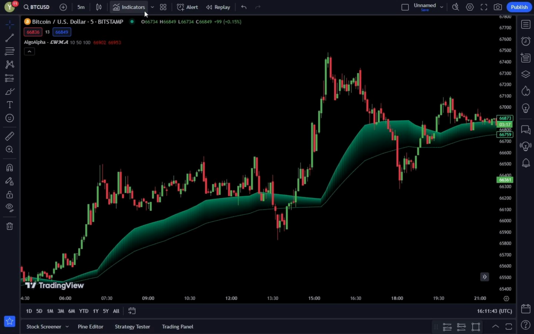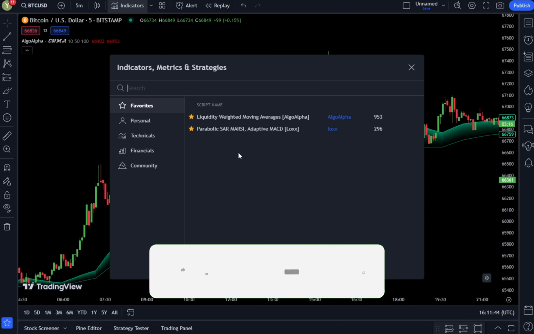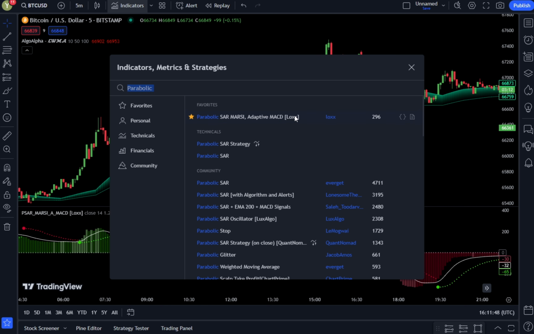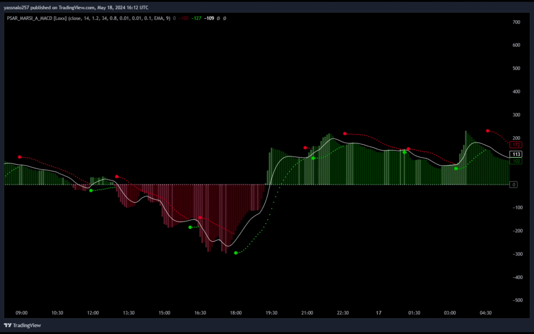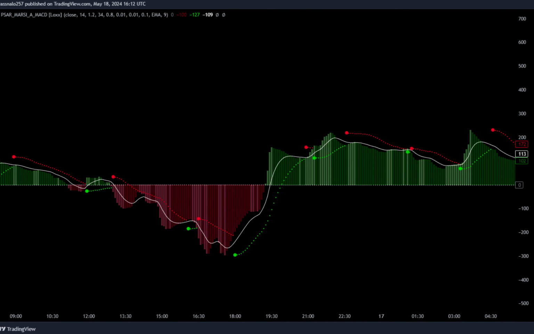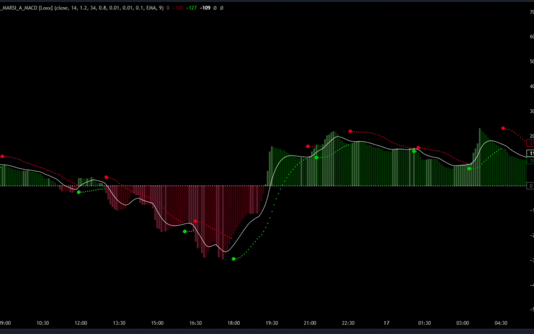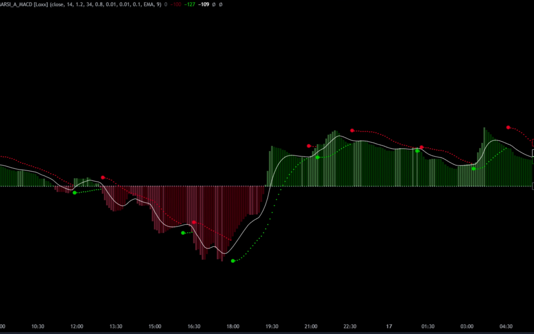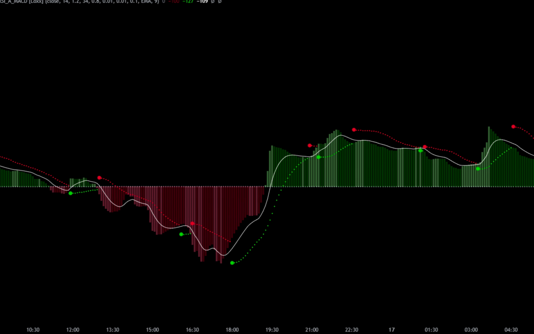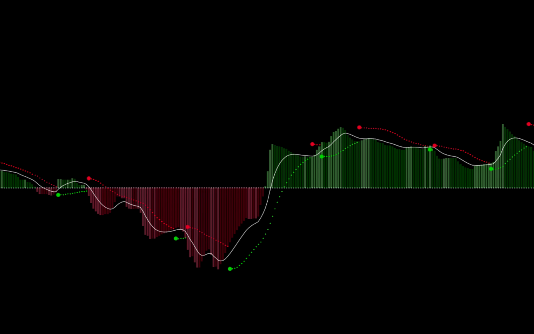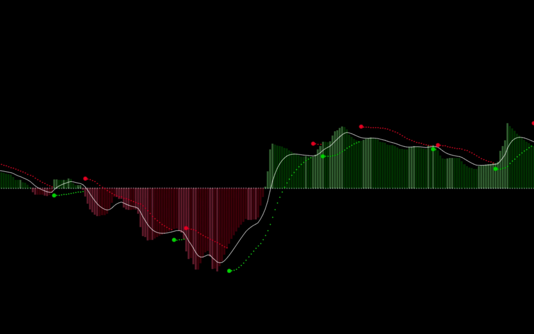Go to the Indicators tab, then type in Parabolic SAR-Marcy Adaptive MACD. Then select Parabolic SAR-Marcy Adaptive MACD by Locks. This indicator is a combination of the Parabolic SAR, RSI (Relative Strength Index), and MACD indicators. The green and red dots represent the Parabolic SAR, the white line is the MACD line, and the histogram bars are part of the RSI indicator.